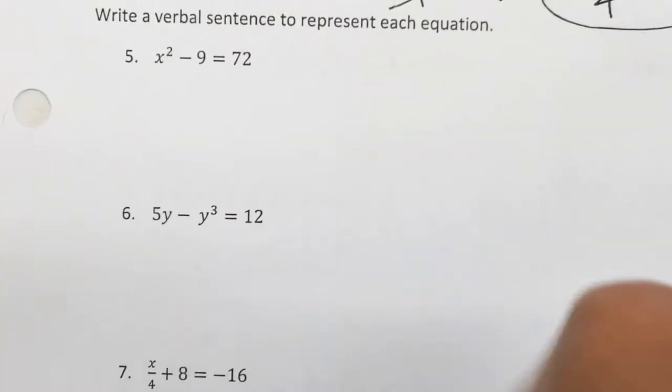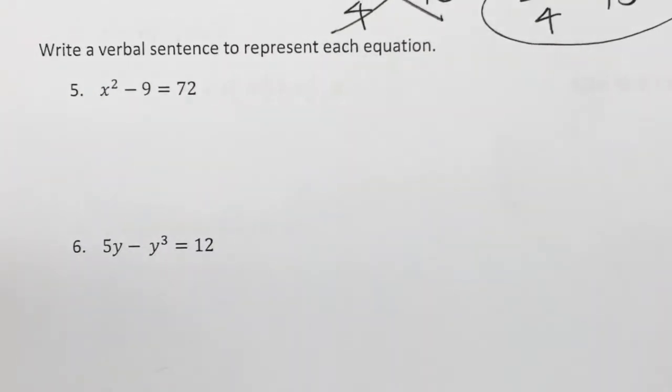Alright, now let's do the opposite. So we're taking these and putting them into verbal expressions. Now, not everybody will have the same answer, and on a test or a quiz, I'm not expecting you to. As long as it makes sense, I will accept it. So, for example, the first one, number 5, can anybody tell me a way that they would write that? Go ahead. The difference of a number squared and 9 is 72, or equals.